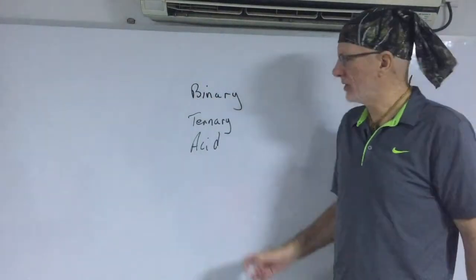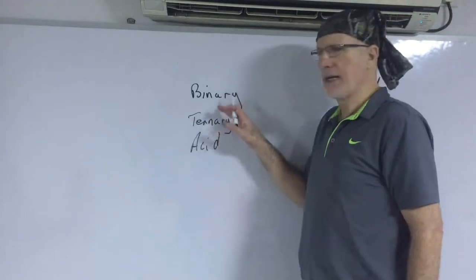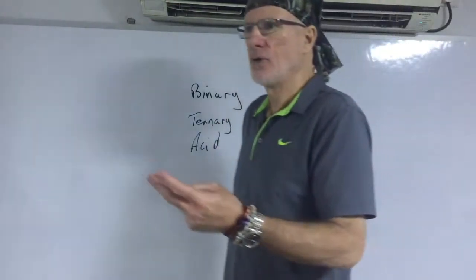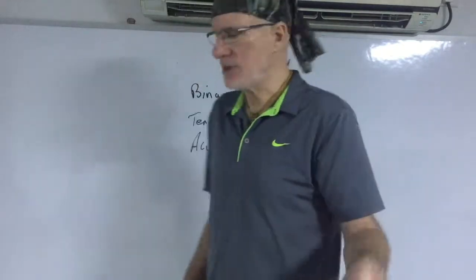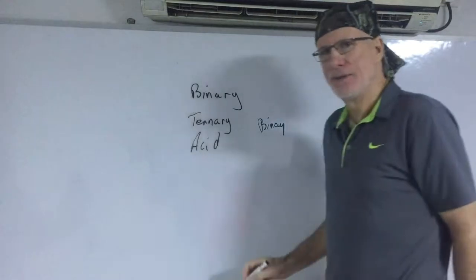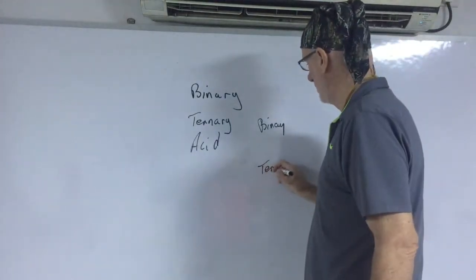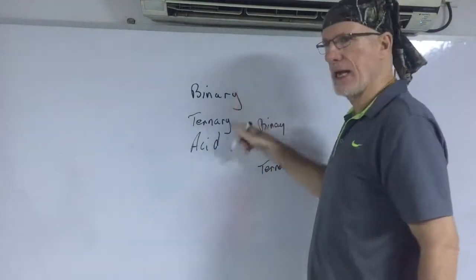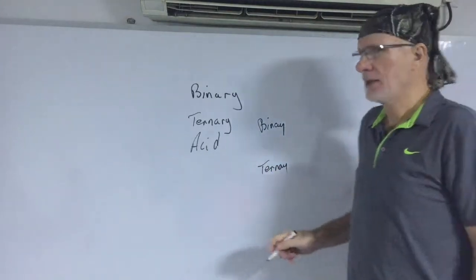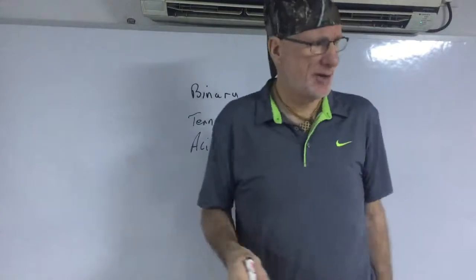I didn't put any acids on the quiz. We did all binary and ternary, so let me just write down a bunch of acids. Now, for writing acids, we have two kinds of acids. We have binary acids and ternary acids. Just like these names. It means 2, 3, or more than 2. All right, ternary acids, and they're named differently.